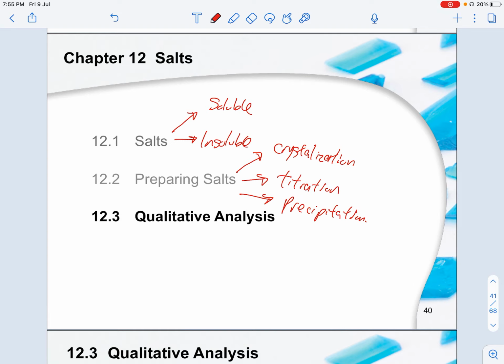And most of it hovers around the three general word equations for acid-base reaction, which is metal plus acid will give you salt and hydrogen gas. Carbonate plus acid will give you salt, water, and carbon dioxide. And of course, lastly, neutralization reactions, which is acid plus base to give you salt and water.